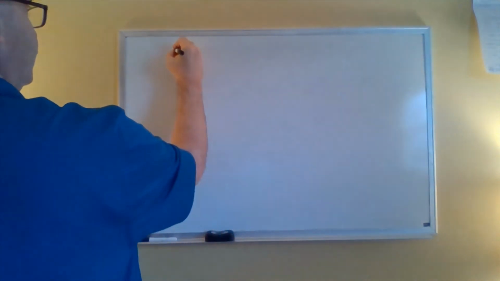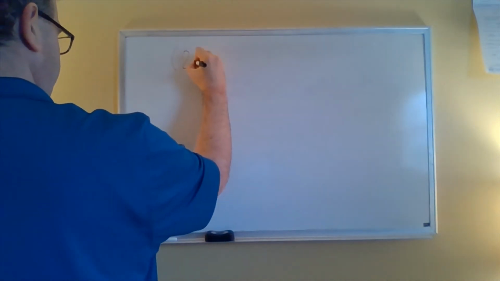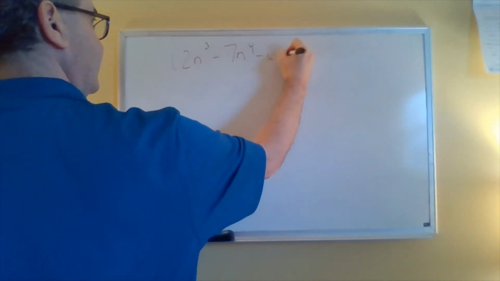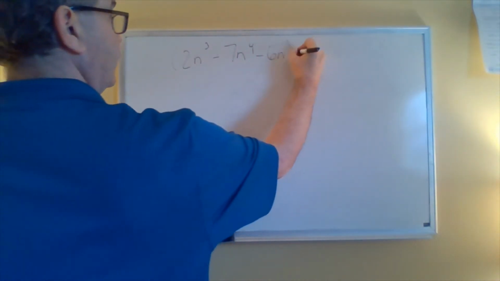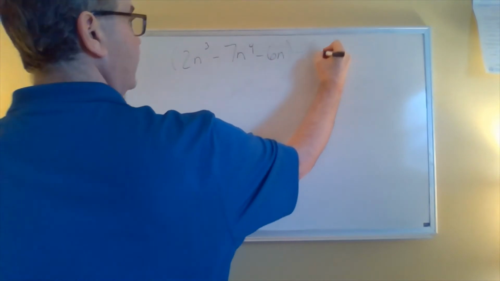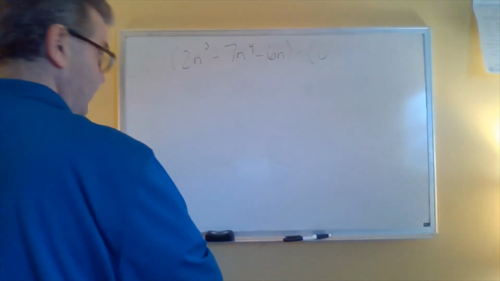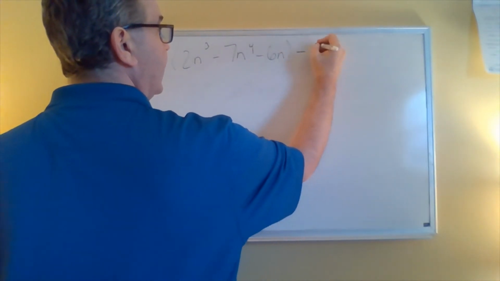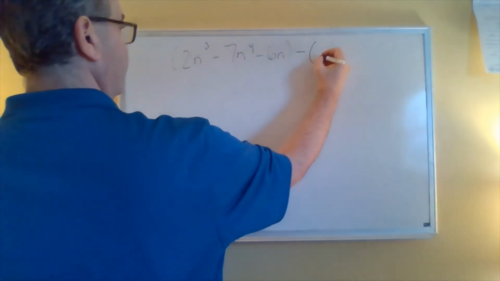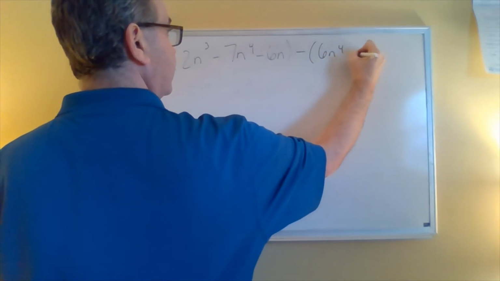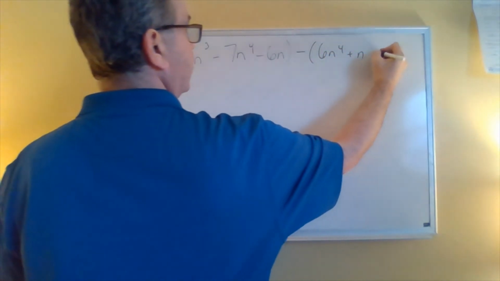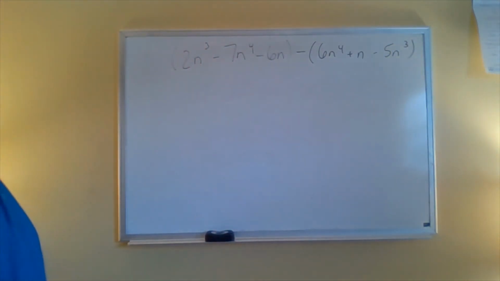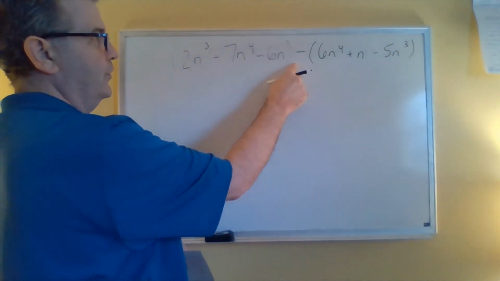So example 2 will be 2n cubed minus 7n to the fourth minus 6n. And we're going to subtract the trinomial 6n to the fourth plus n minus 5n cubed. So we have the minus sign in between the two trinomials here.